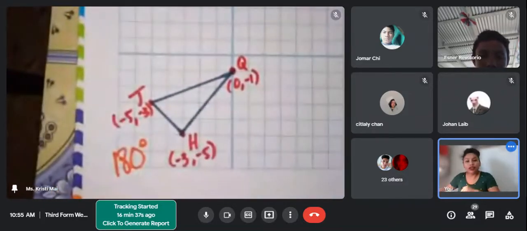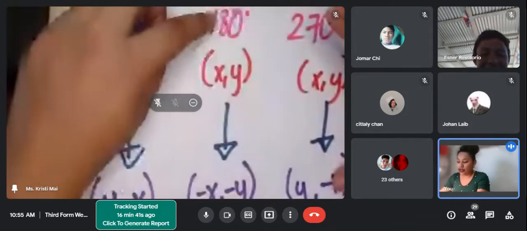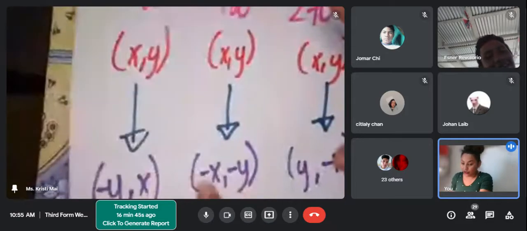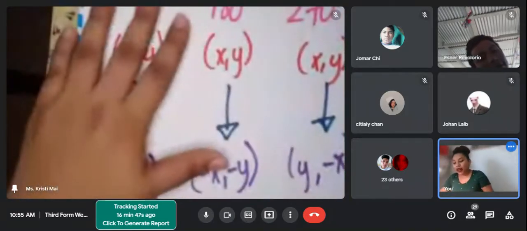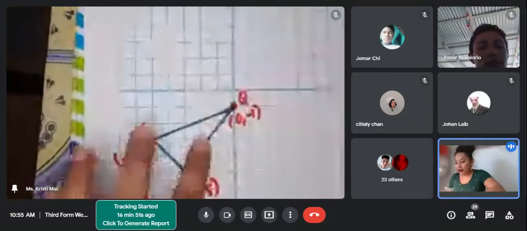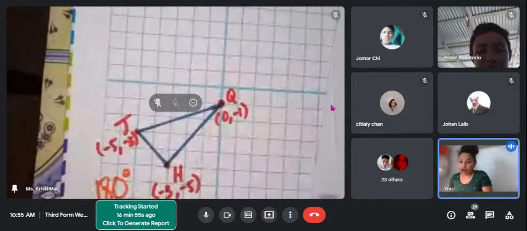So if I go to this right here, where I have 180, I have XY, and then this is what my new point is supposed to look like. Then I go ahead and I can write my 3 points, the same points that are given to me here. Then these are the points that I'm going to be using.